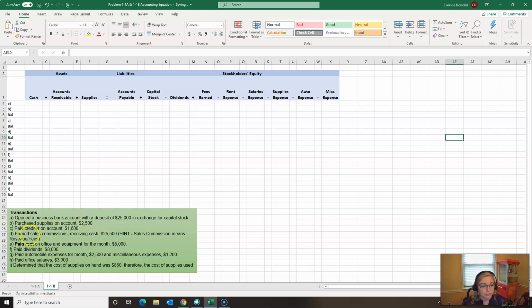Okay, just note in letter D, transaction D, I talk about earned sales commissions. And again, I gave a hint that sales commissions means revenues. Okay, again, sales, revenues, fees earned, those are all examples of money coming into a company. Okay, again, if it is having a negative impact on the accounting equation, please enter it as a negative number. Because remember, we're going to add whenever possible. Don't forget your rulings, and I am going to be looking to make sure that you're using cell references and the proper formulas.